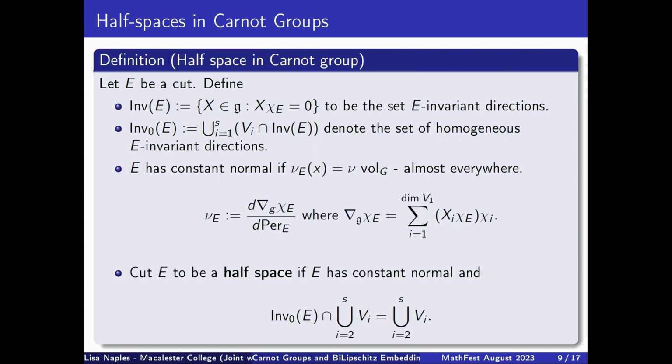And we say that a cut is a half space if it has constant normal, and also our invariant directions recover all of our layers, or stratification, from i equals 2 up to s.